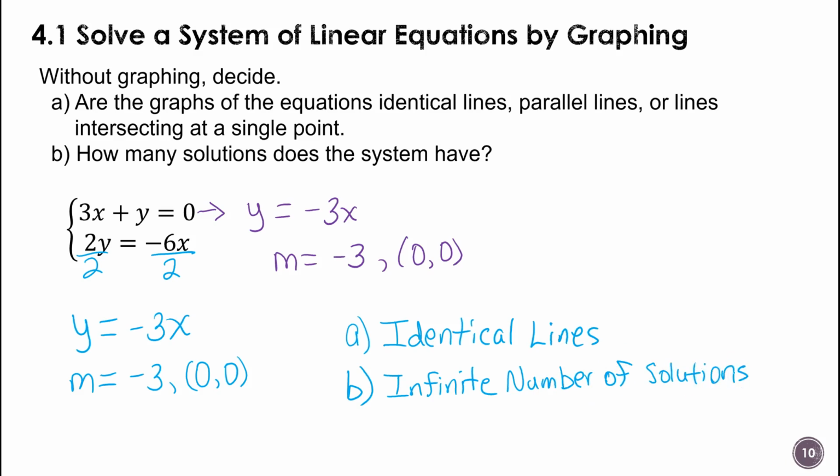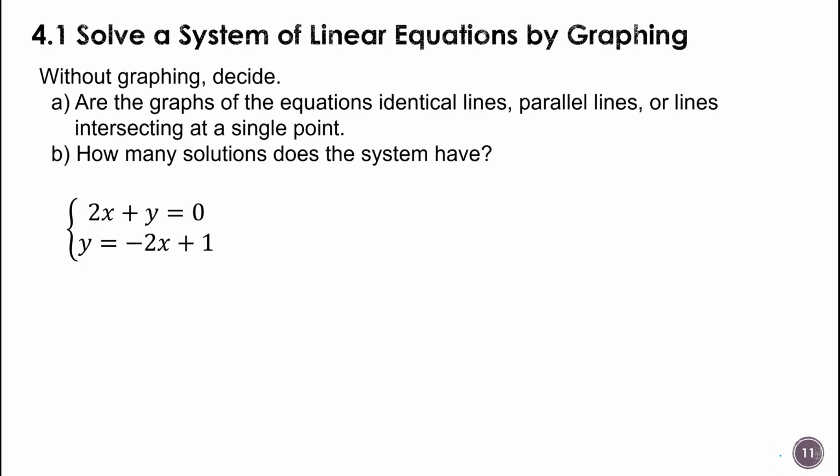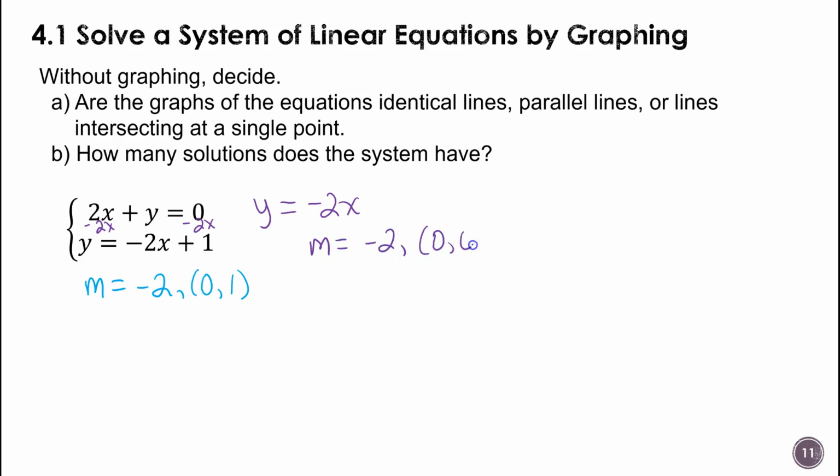Okay, so that's it for that one. Next. So you can see the second equation is already solved. It has a slope of -2 and an intercept at 0, 1. On the next one, I'm going to subtract the 2x on both sides. Subtract 2x. y equals -2x plus 0, so we don't write the 0. So we have a slope of -2, and our intercept is at 0, 0.